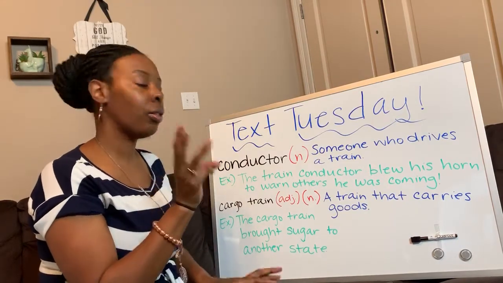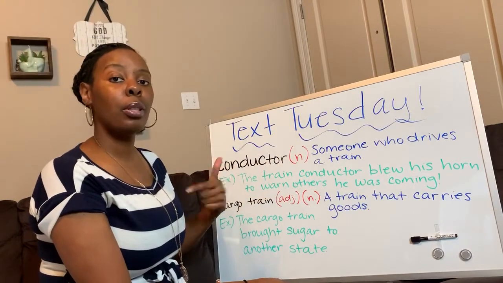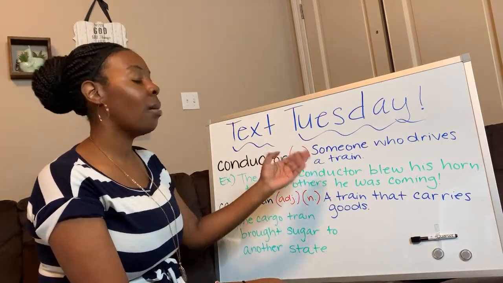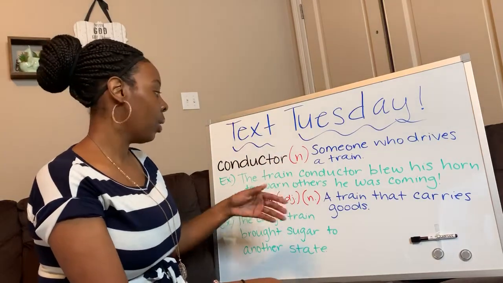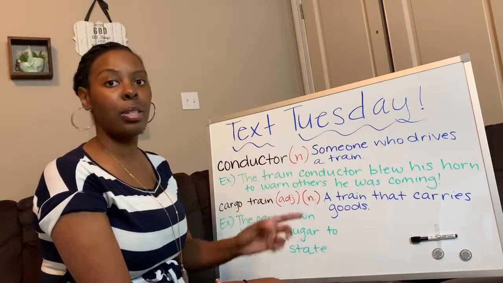Conductor. 3. Part of speech is a noun. Remember, a noun is a person, a place, or a thing. And in this case, a conductor is a person. It's someone who drives a train. For example, the train conductor blew his horn to warn others he was coming.